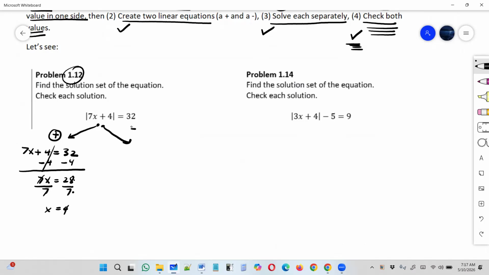The second equation is going to be the negative one. So you're going to remove the absolute value from the left side, and you're going to add or introduce a minus in front of whatever is on the right side. Okay, this is very important. You have to solve two equations. And then you're going to solve this the normal way. So again, -4 on both sides.